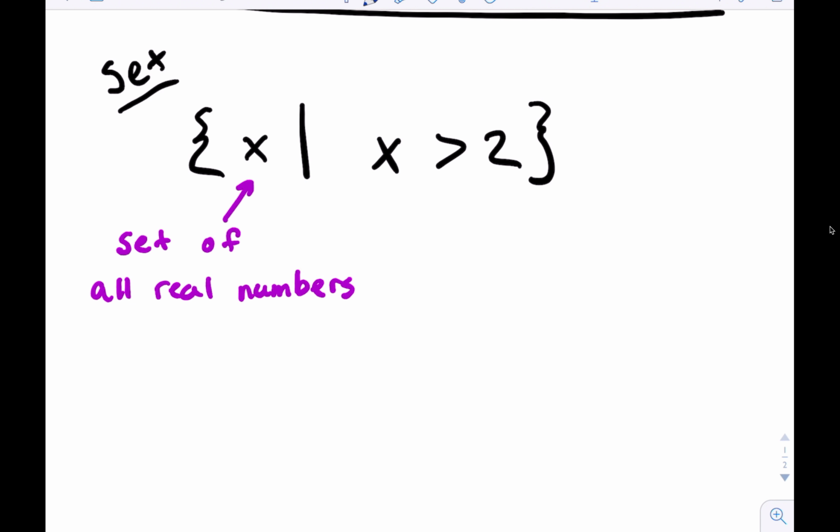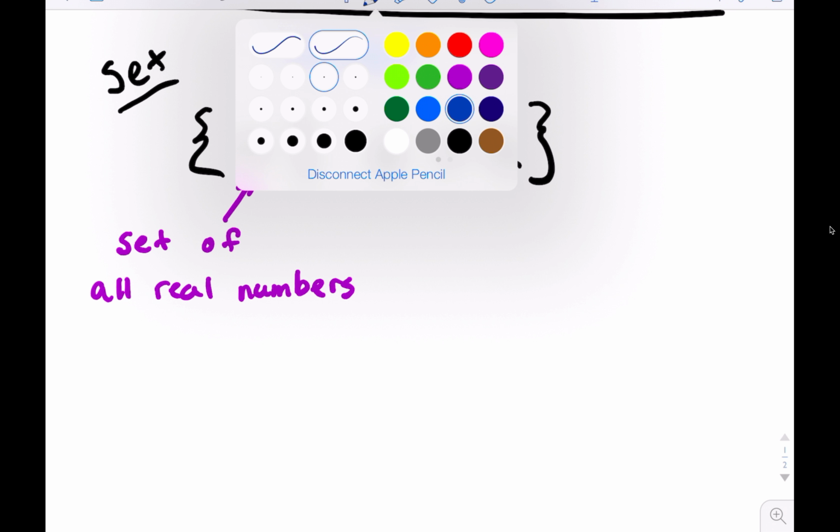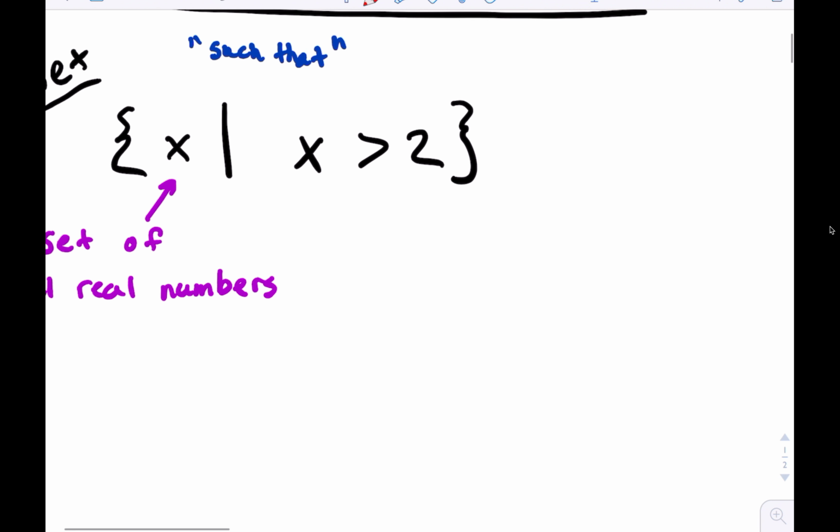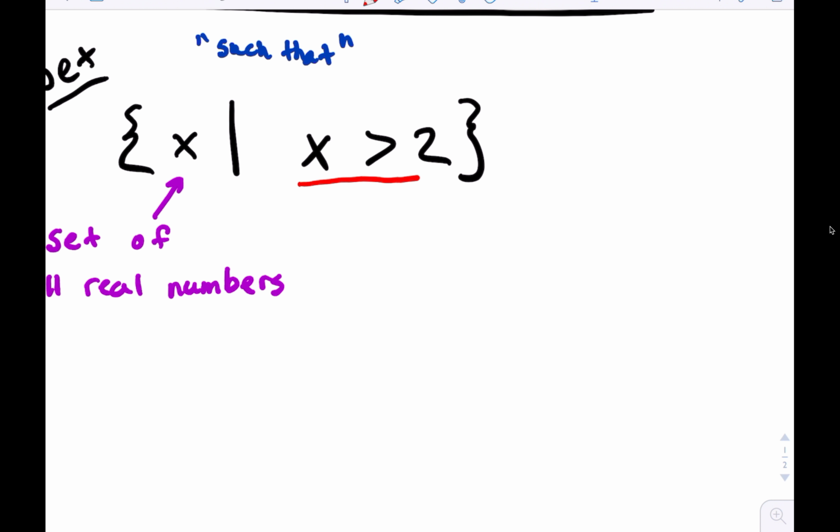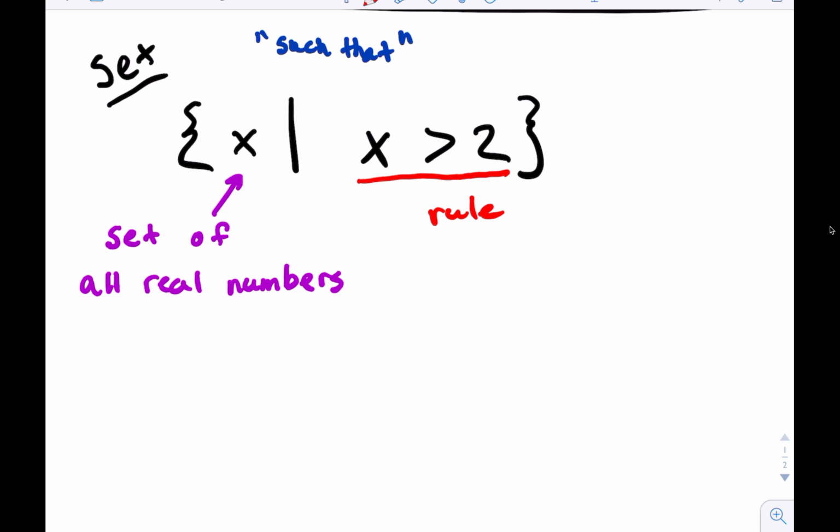Then you have this straight vertical line here, and that means such that. After that, you're going to give what the rule is. So if you have any restrictions, that would come after that vertical line. This is your rule. In this case, it's saying that the domain of my function is the set of all real numbers such that x has to be greater than 2. So anything less than 2 is not going to work for my function.